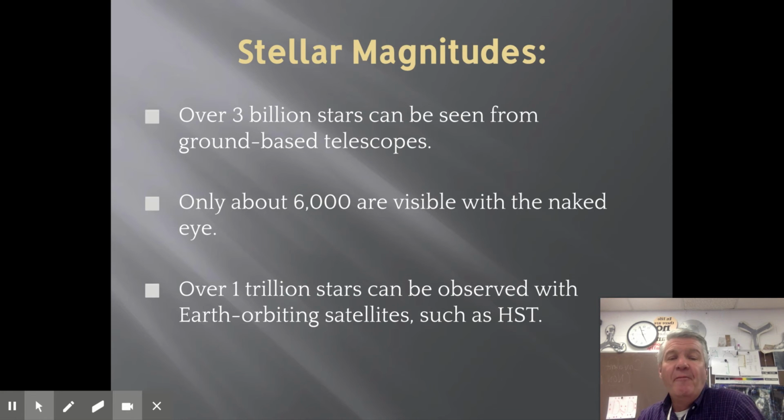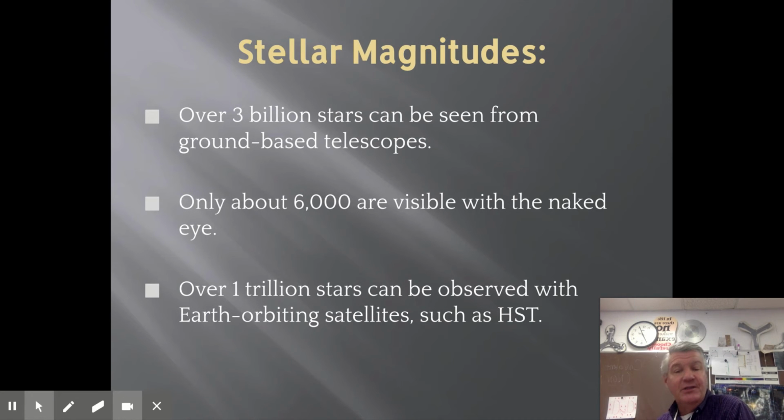When you look up from the Earth, there's only about 6,000 or so stars that you can actually see with the unaided eye. Now, you can see about 3 billion or so with telescopes from the ground. But when you get above the Earth's atmosphere, that's when you can really look deep into space, and over 1 trillion stars can be observed.